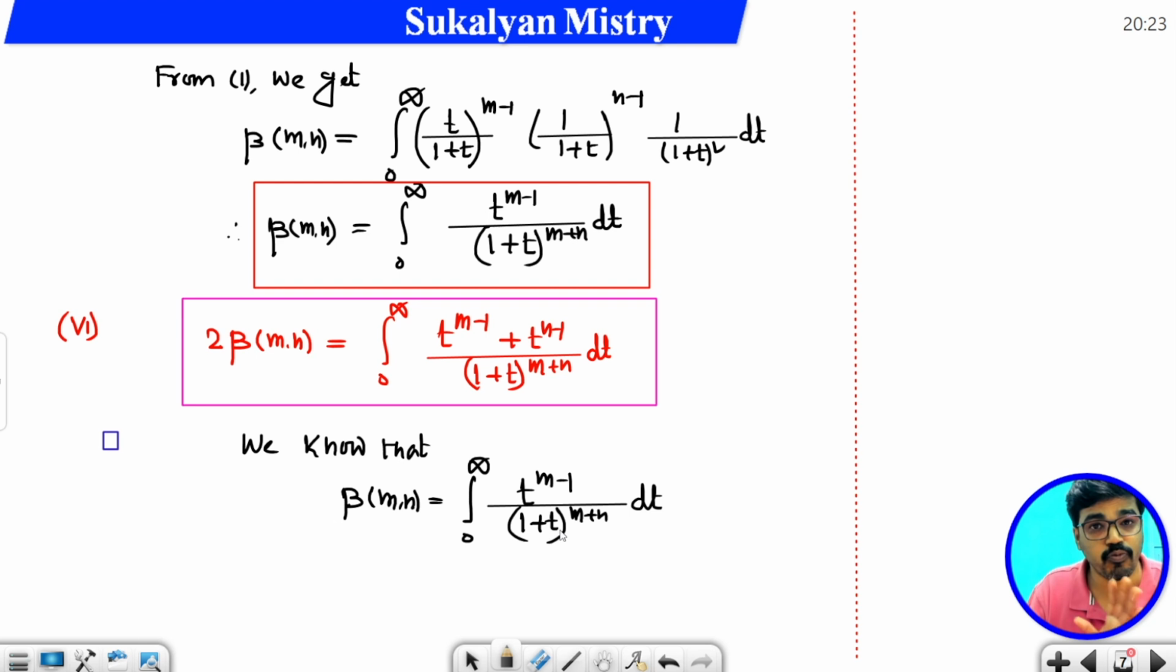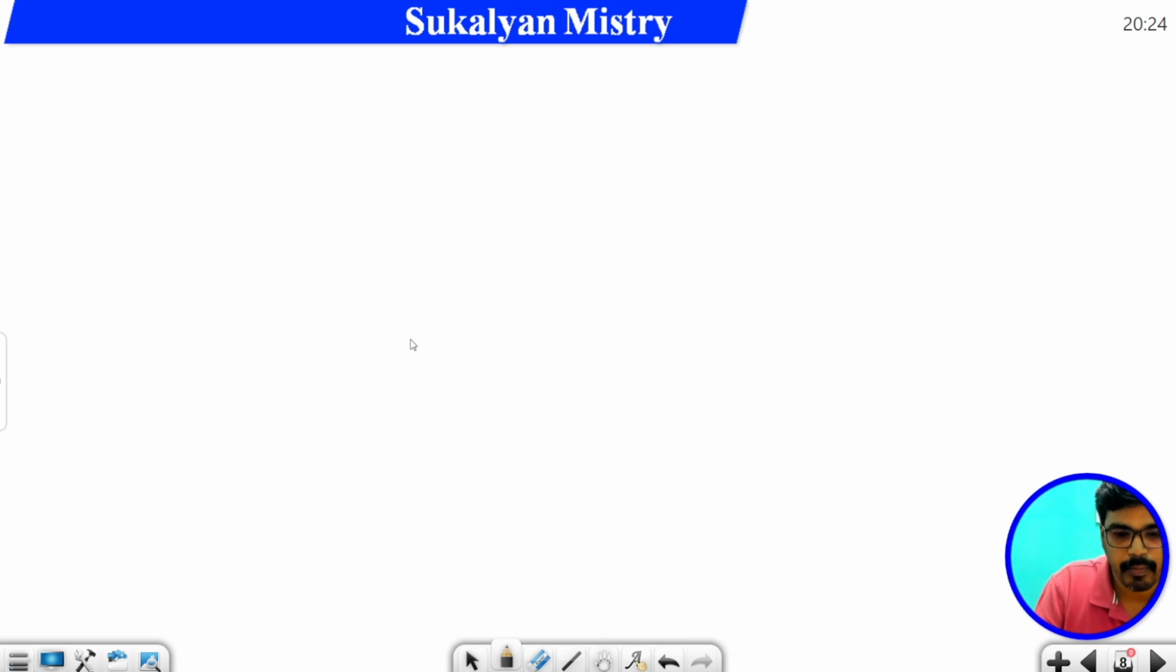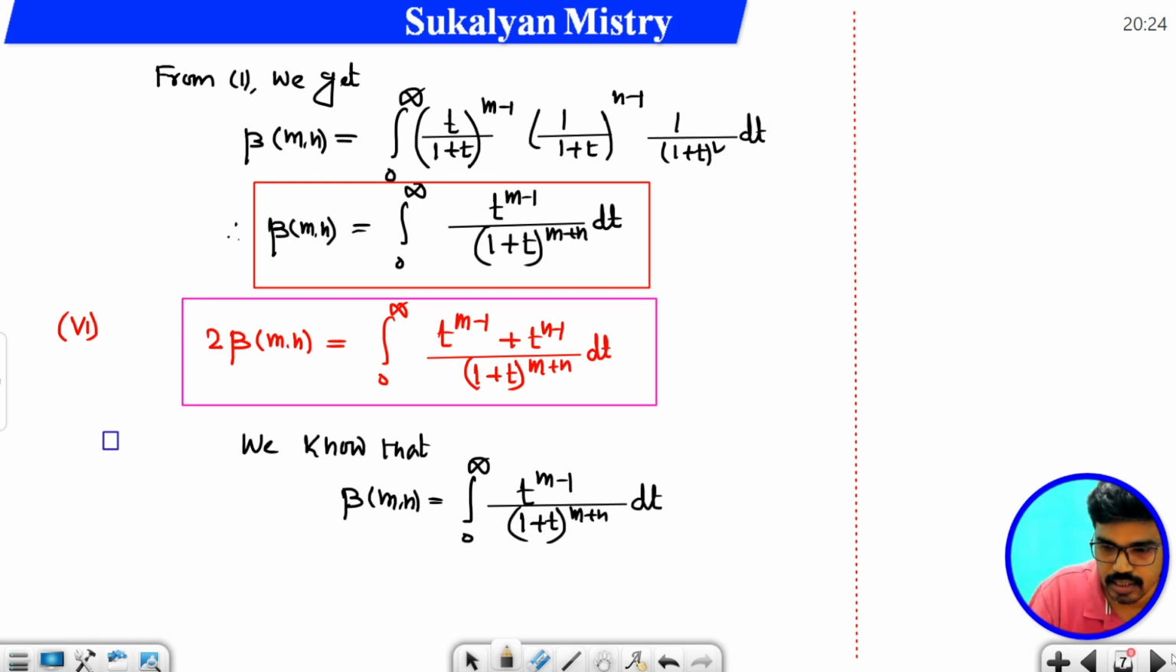I repeat, first you have to prove this. If this proof comes in the exam, first you have to prove this. Now we already proved beta function is symmetric about its arguments, that means beta m n is equal to beta n m. So just see what we proved.